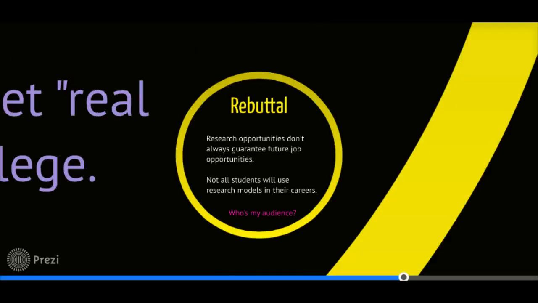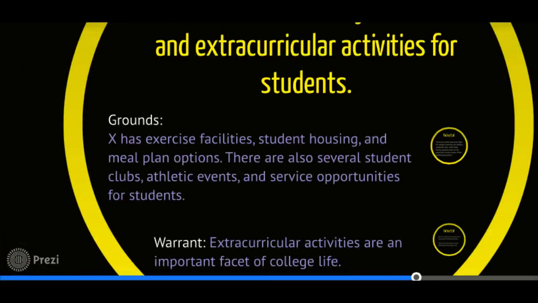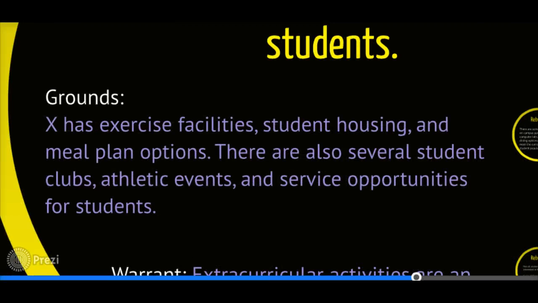Now let's look at my last point. My last reason for wanting you to come to X University is that X has many resources and extracurricular activities for students. Again, I've done my research and I found that X has exercise facilities, student housing, and meal plan options. There are also several student clubs, athletic events, and service opportunities for students. So that all sounds good.